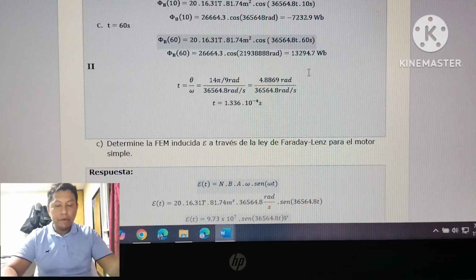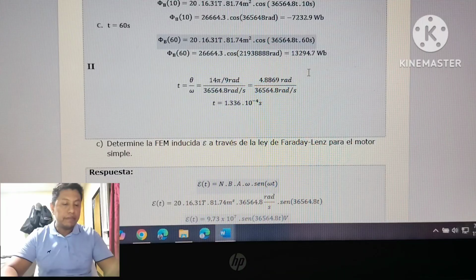We also look for the time when the flux is at the angle of 280 degrees. We convert that angle to radians, approximately 4.869 radians, and dividing that by the angular frequency gives the time, approximately 1.336 times 10 to the minus 4 seconds.